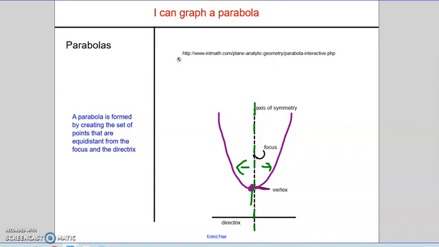Now, the interesting thing that maybe you hadn't heard of before is that a parabola is formed by creating a set of points that are equidistant from the focus and the directrix. So there's this imaginary line here, or line that we can see, and that is the directrix, and then there's a focus that's inside the parabola. Now let's see this visually.